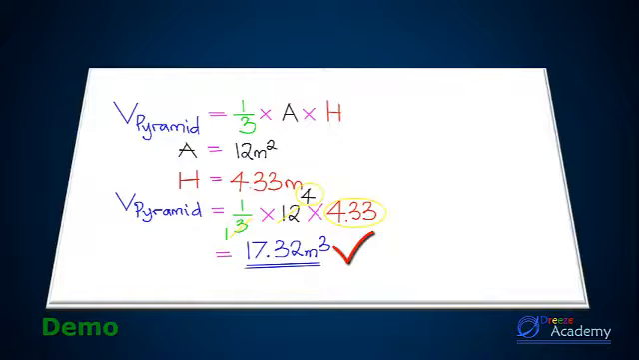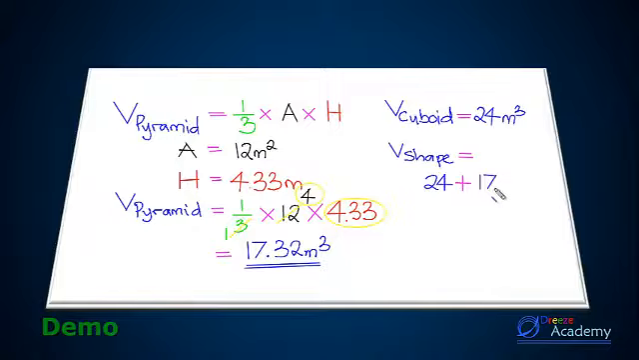That's correct. So to finish up this calculation, we'll add the volume of the cuboid and that of the pyramid together. And that will be 24 plus 17.32 to give us 41.32 cubic meters. That is the final answer.